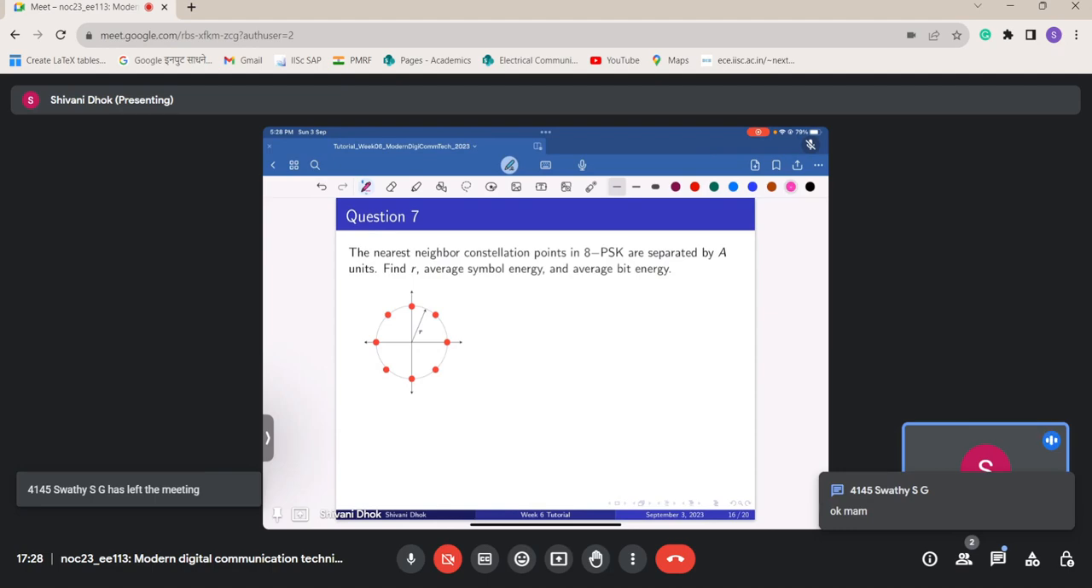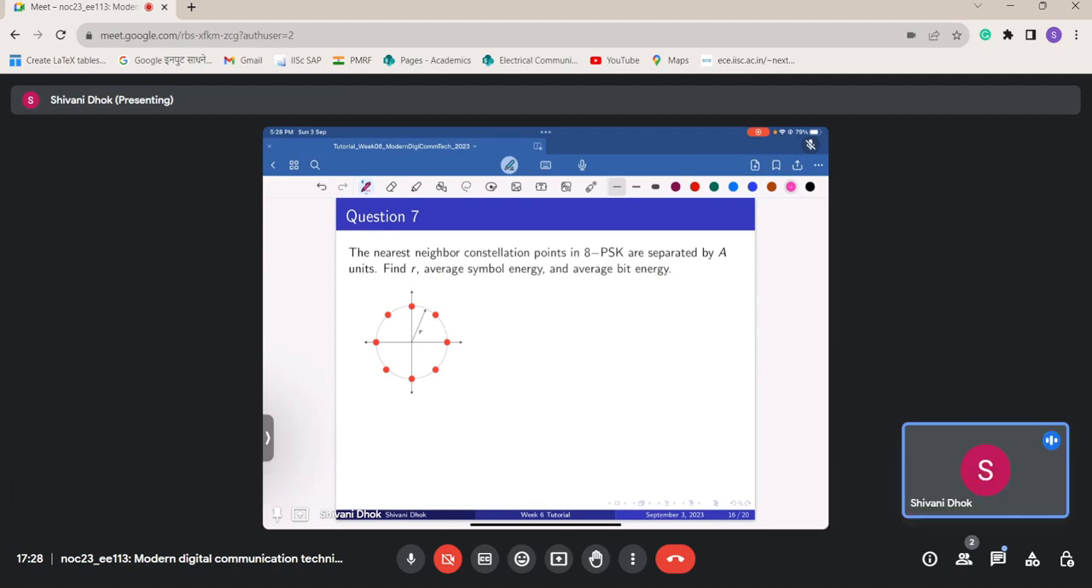So let's go ahead with the next question. What is given is that the nearest neighbor constellation points in this 8 PSK are separated by A units. That is, this distance is A units. And we need to find R, average symbol energy and average bit energy.